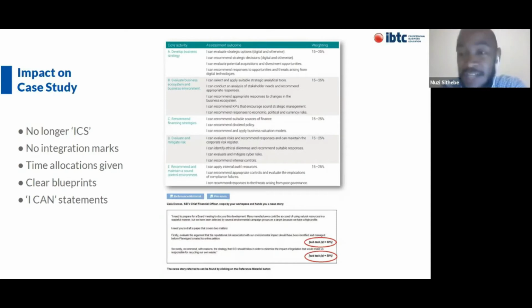Time allocations are now being given. So previously, they wouldn't tell you how much of your time you should be spending on each part of the question. You'll see in the example at the bottom and the little red circles where you see that there are two question requirements, and they tell you that subtask A and B should take 50% each. So you'll always see that for each task, there's a time allocation for the task overall, and now they tell you how much time you should be spending on each subtask.